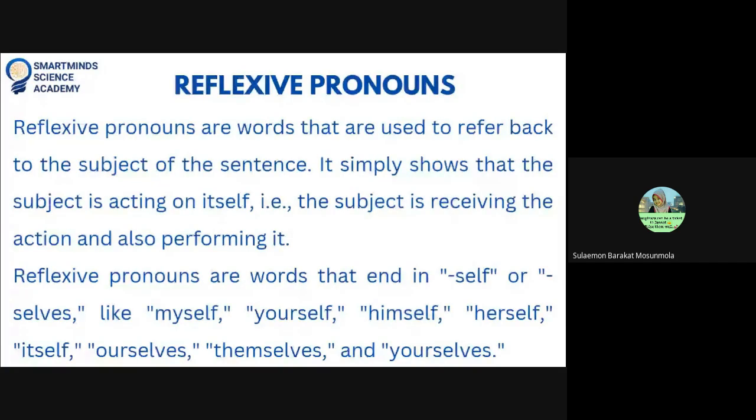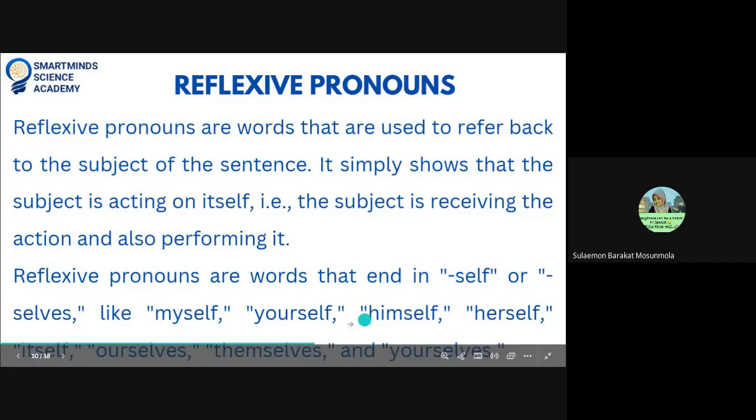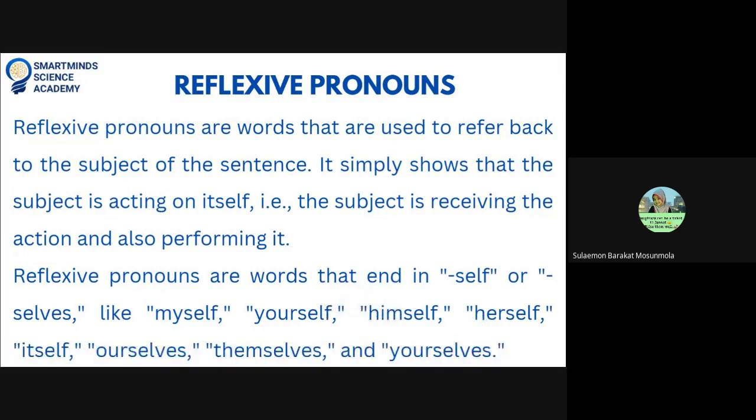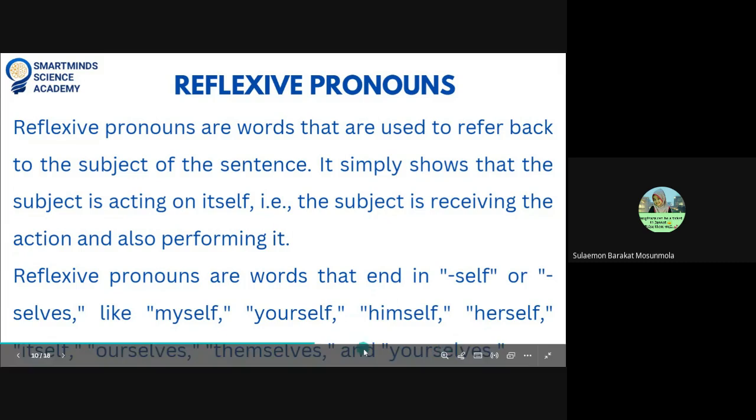Now, for reflexive pronouns, when you see words that end in self or selves, those are examples of what? Reflexive pronouns. I have words like myself, yourself, himself, herself, itself, ourselves, themselves, and yourselves. So let's see. From these reflexive pronouns, you have some in the singular form, and you also have some in the plural form.